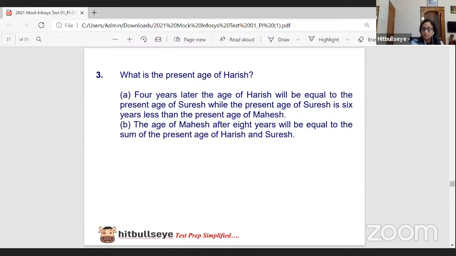This is a much simpler one for you to observe. The question is asking for the present age of Harish. Some information is given here. Some information is given here. You have to judge which information is going to help me to find the unique answer. Unique is very important. This I'm sure everyone can find out. Please give it a try.